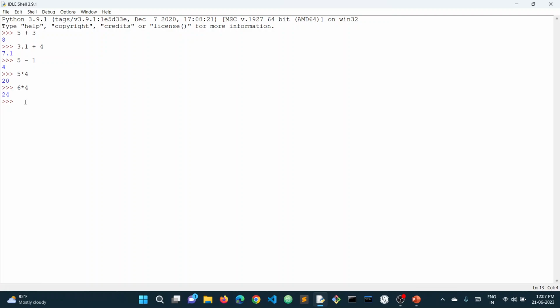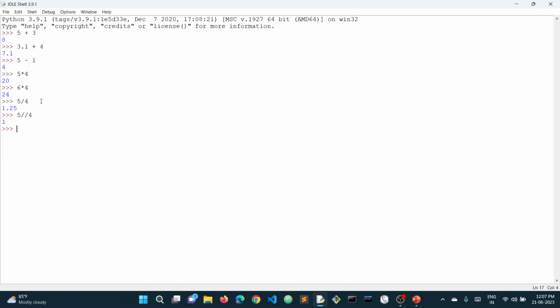Now coming to the division operator, for dividing two numbers we use forward slash. So 5 forward slash 4 means that we are dividing 5 by 4, so it will give us 1.25. Now coming to the double division operator or floor division operator. If we write 5 floor division 4, this gives us 1.